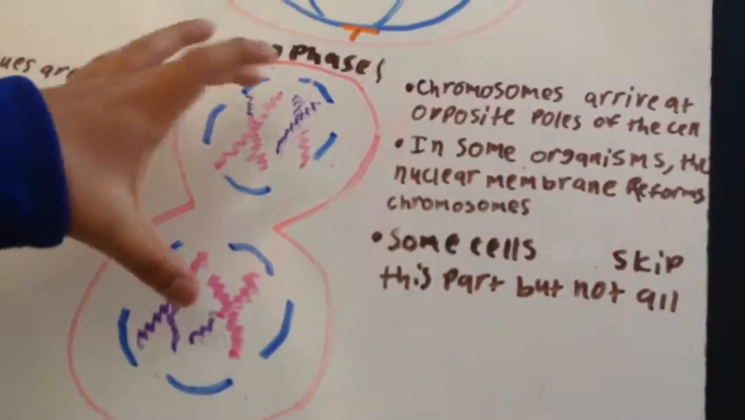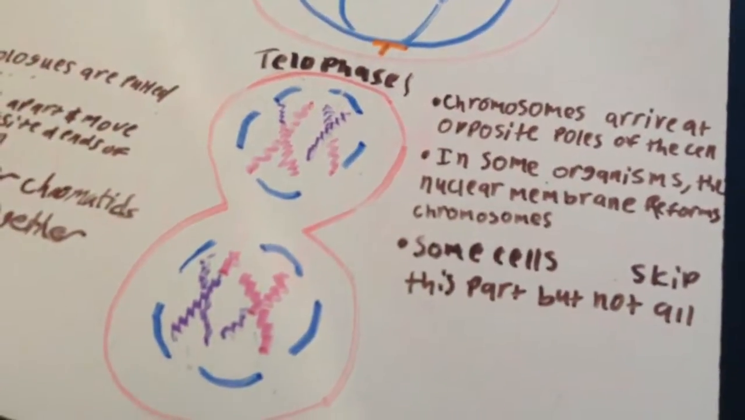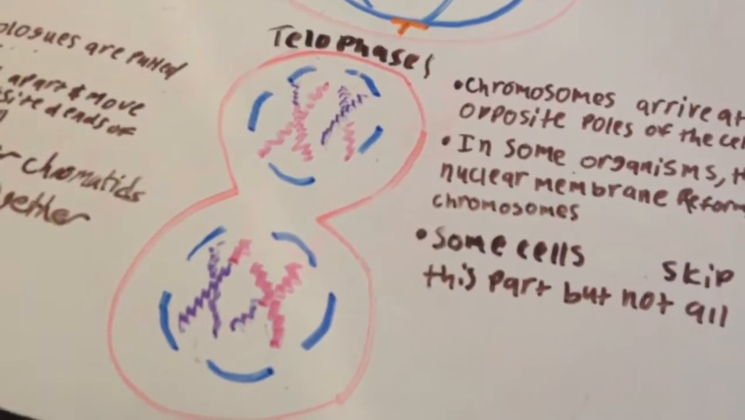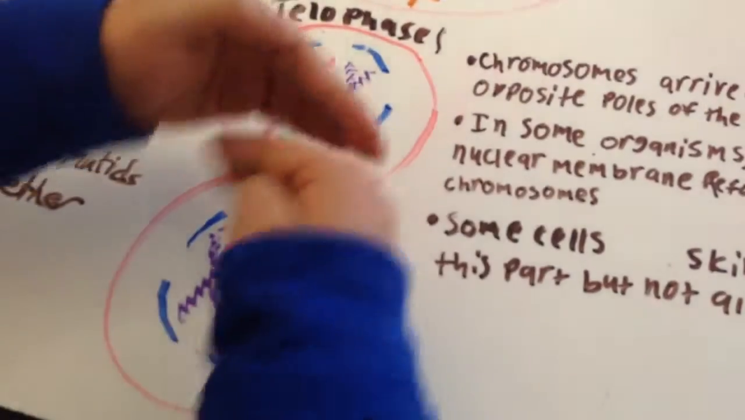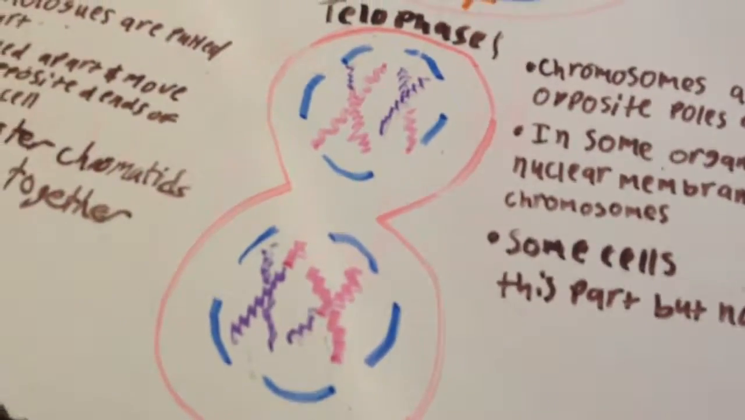Chromosomes arrive at the opposite end of the cell pole, and in some organisms, the nuclear membrane reforms around the chromosomes, and sometimes the cells skip this part, but not all. So as you can see, they all went to opposite ends, and the cell begins to split up to then go into meiosis 2.